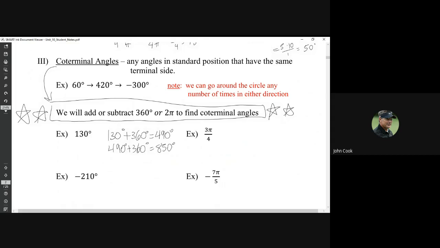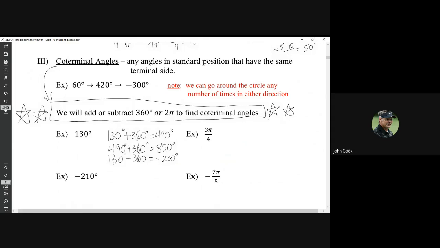And, alternatively, I could have started by subtracting instead. 130 degrees minus 360. That's just going the opposite direction, but again in a full circle, so it still puts it at the exact same position. And 130 minus 360 would give you a negative 230 degrees. So that's an example of a negative coterminal angle.